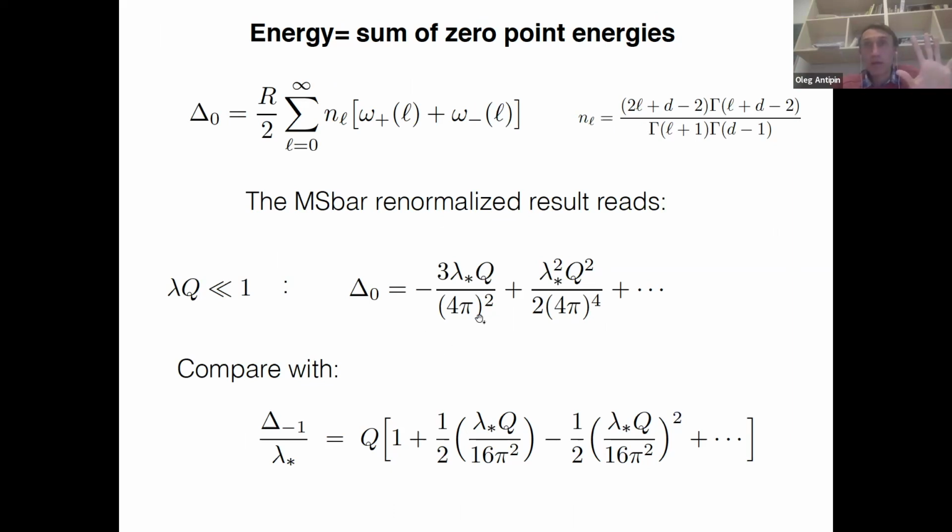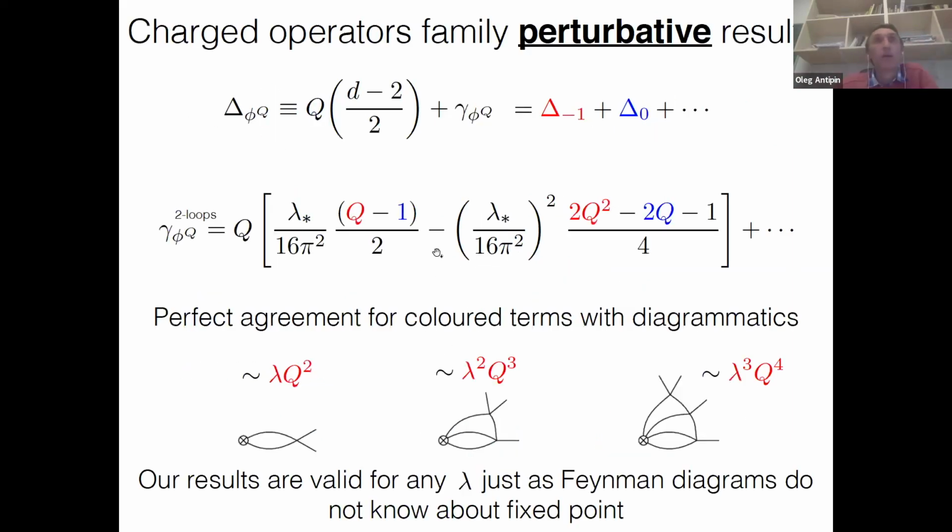Let me summarize what we have so far. We try to compute these anomalous dimensions, gamma, to obtain the full conformal dimension. I showed you only the first leading terms in the semiclassical expansion, delta -1, the classical term, and delta 0, the first quantum correction.